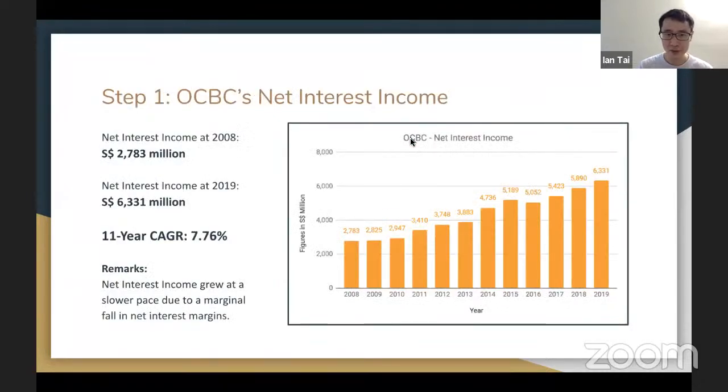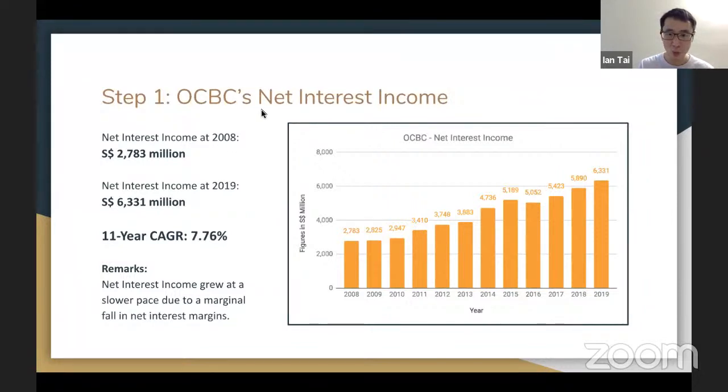So the first step is to look at its net interest income. As you can see, over the past 11 years, it has increased from $2.8 billion in 2008 to $6.3 billion in 2019. And if you look at the graph, it looks very nice, smooth all the way. As you can see, it goes in one direction upwards like this. So this is something that I like. And the compound annual growth rate for the past 11 years is 7.8%. So this is actually pretty good.